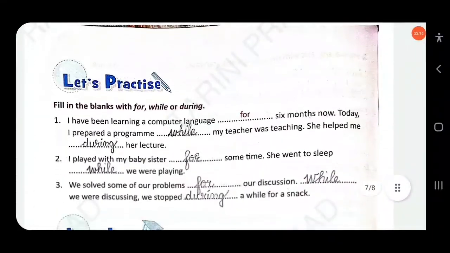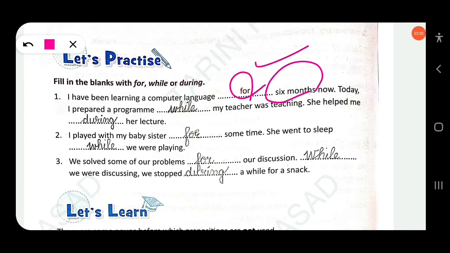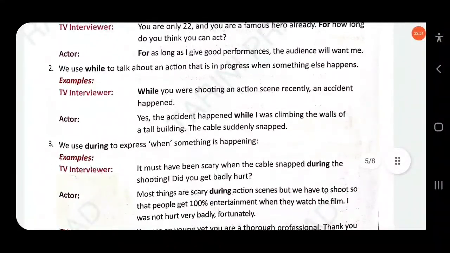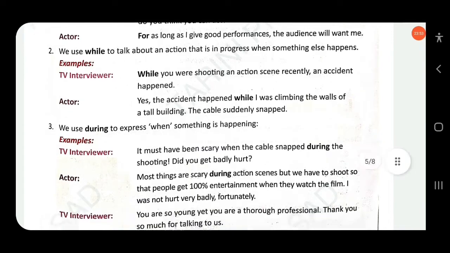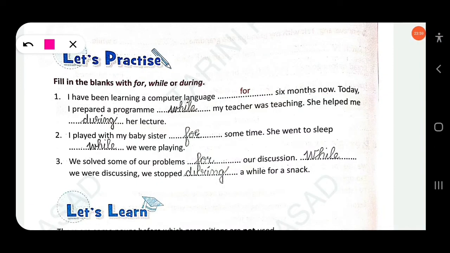Then next, fill in the blanks with for, while or during. I have been learning a computer language for, here the duration of time is provided, so you have to use a preposition. For. I have been learning a computer language for 6 months now. Today I prepared a program while my teacher was teaching. That means while. So here one action is in progress and another action happens. I prepared a program while my teacher was teaching.